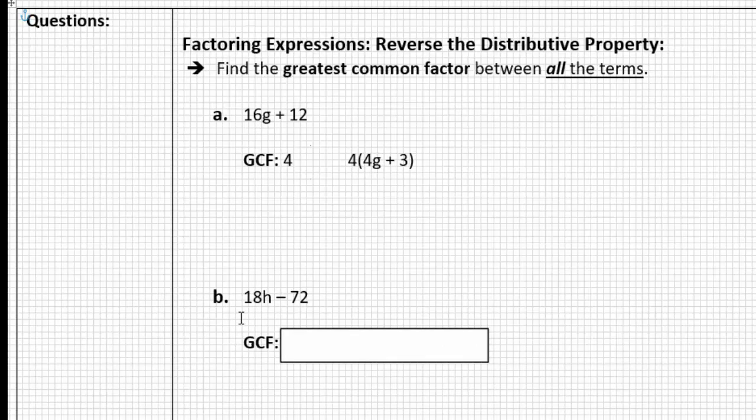Alright, example B, 18h subtract 72. So again, the first step is going to be to come up with the greatest common factor between 18 and 72. The factor I was thinking of is 9. So how are we going to set it up? Do you remember how this one looked when we first set it up? Do you think you can do that?